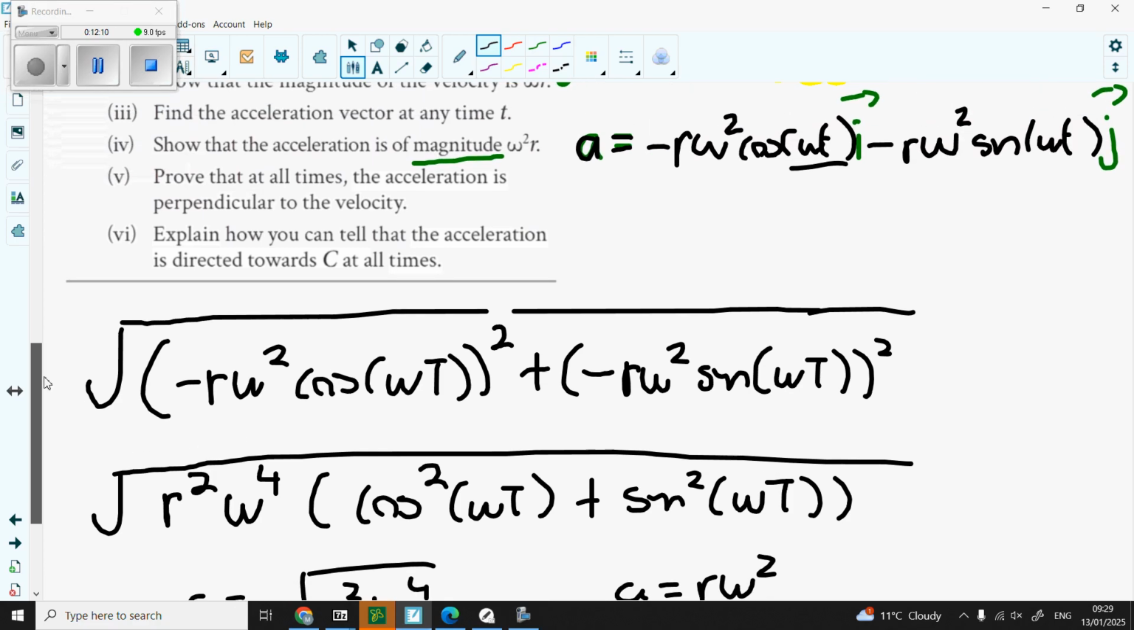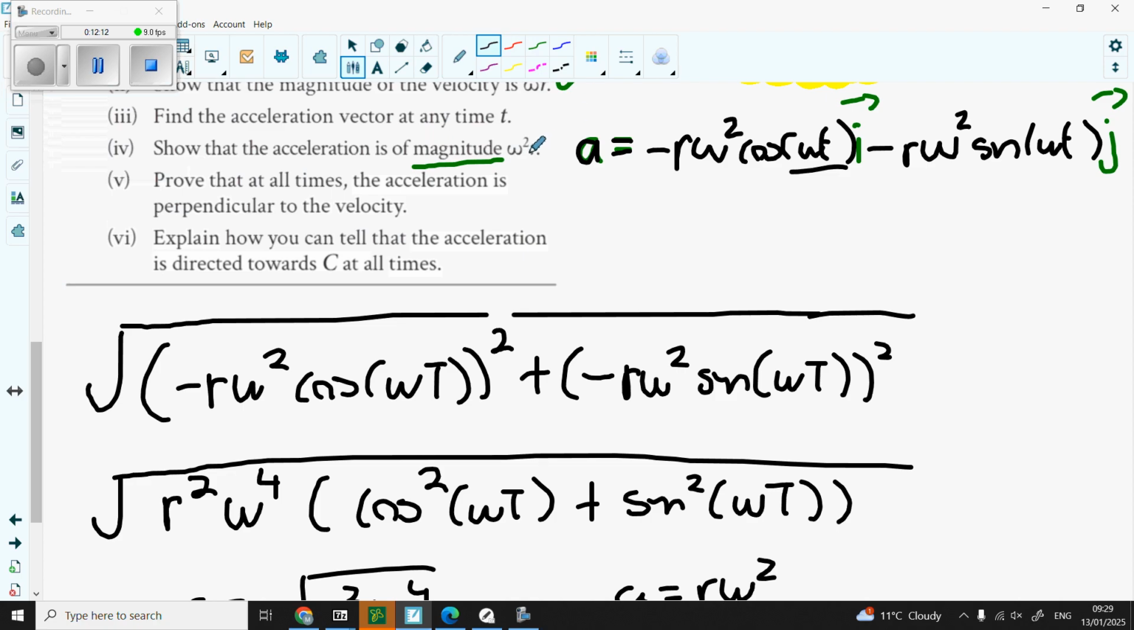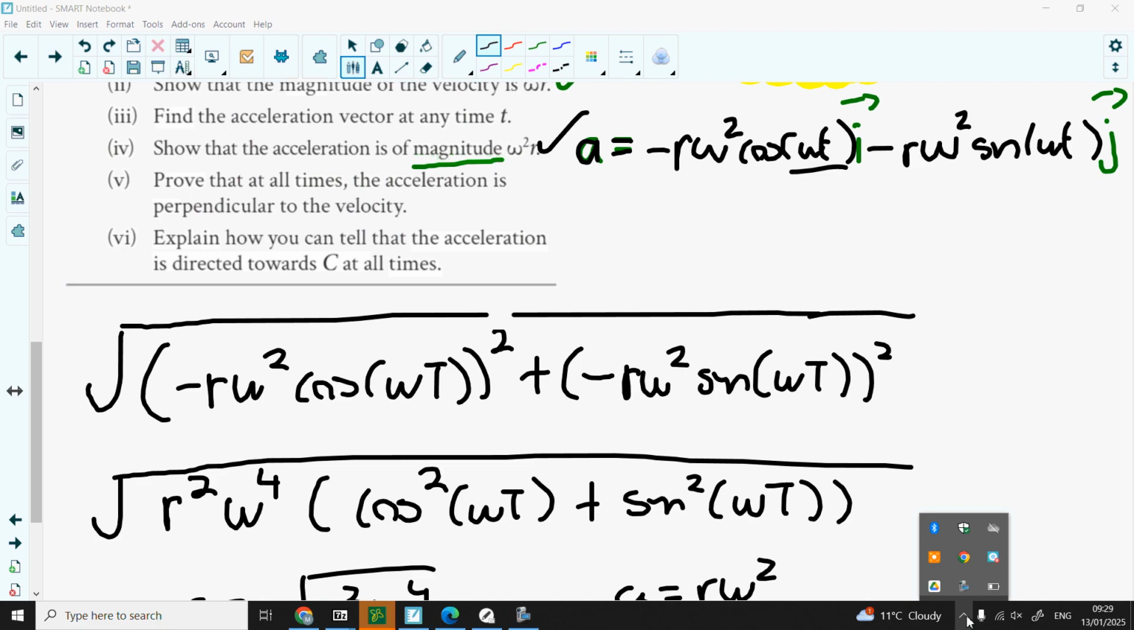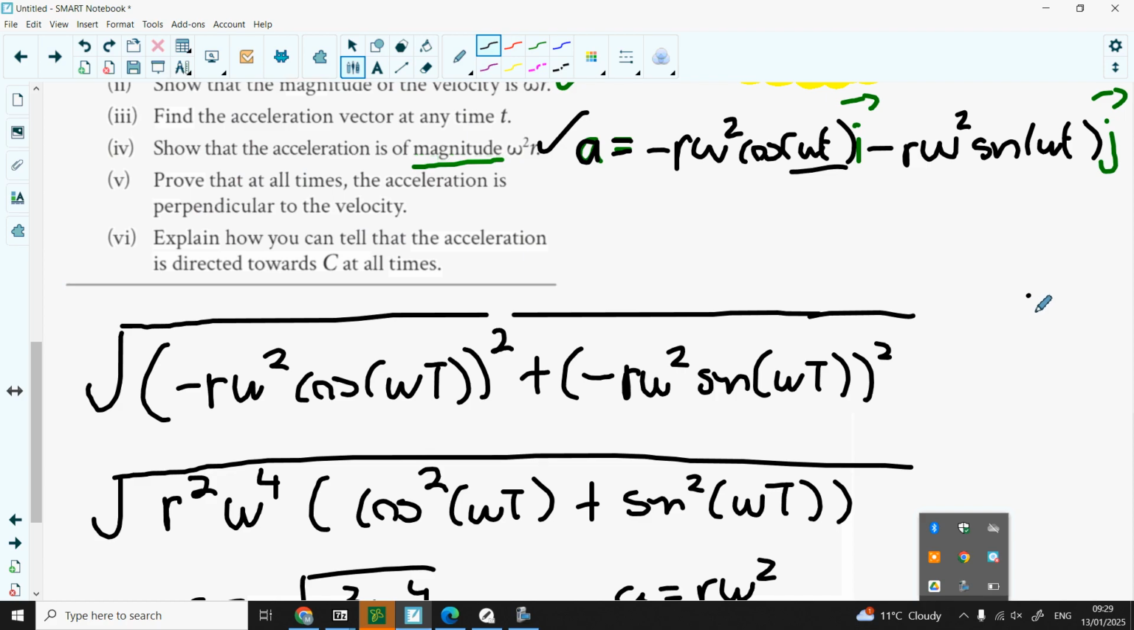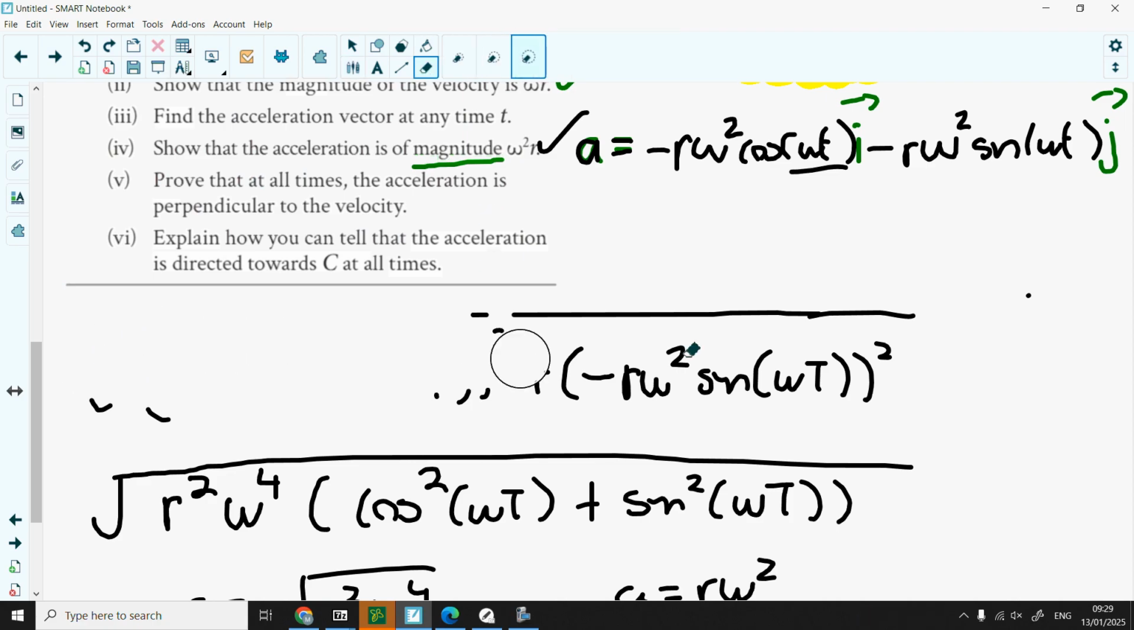Now, oh, you're going to love this one. So we've proven that, yeah? Tick. Happy days, right? So, prove that at all times the acceleration is perpendicular to the velocity. I should be all right at 43%, but we'll stop now. Prove at all times the acceleration is perpendicular to the velocity.